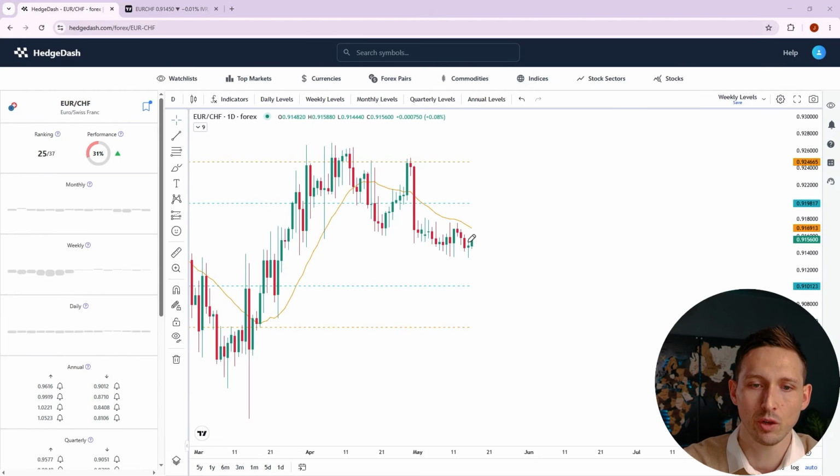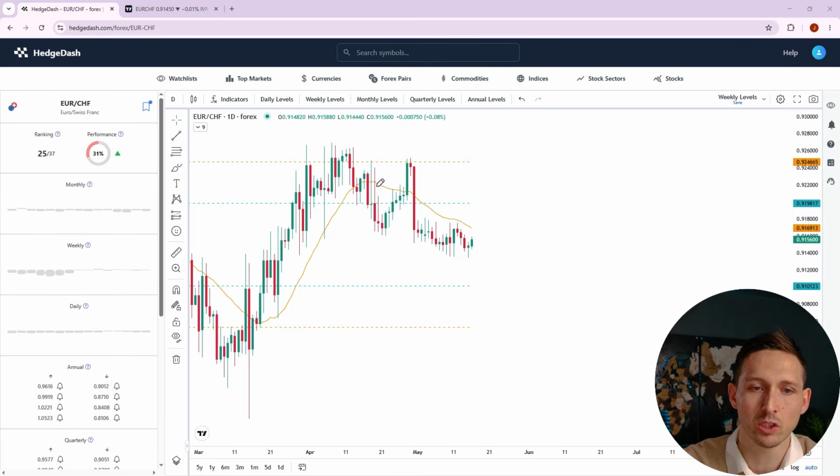Next is Euro Franc. Now what I want to see in Euro Franc is a push higher above the moving average. And I'd be looking for this to enter the sell zone above the 0.91981. This is where I'm going to be looking for a 1 or 2 day reversal back towards the moving average. There's nothing but air between here with this candle.